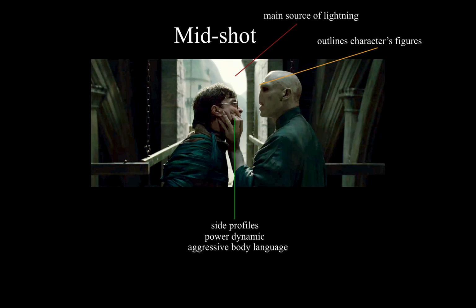Now, what is the effect? The mid-shot shows the power dynamic between the two characters. It allows the viewer to pick up on the characters' movements and gestures as well as the emotion. From body language that is seen, Voldemort is clearly in control, and the mid-shot helps emphasize that. Next.